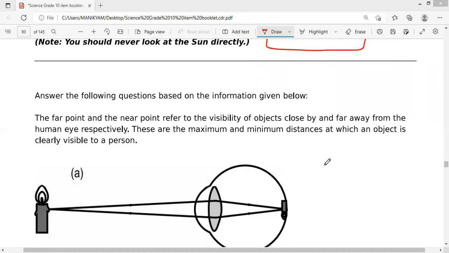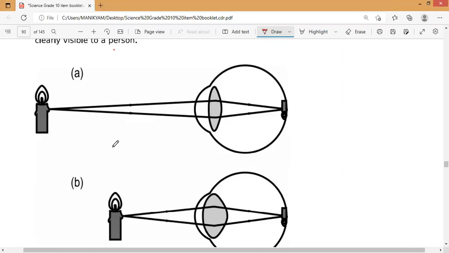Okay, now you can read this question. Answer the following question based on the information given below. The far point and the near point refer to the visibility of objects far away and close by from the human eye respectively. These are the maximum and minimum distances at which an object is clearly visible to a person. This is the maximum distance and this is the minimum distance.